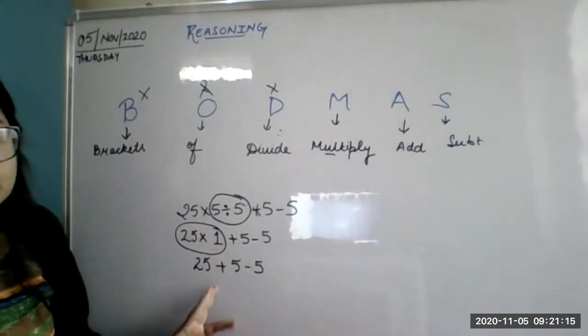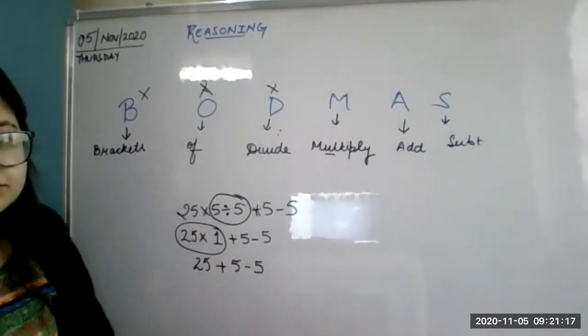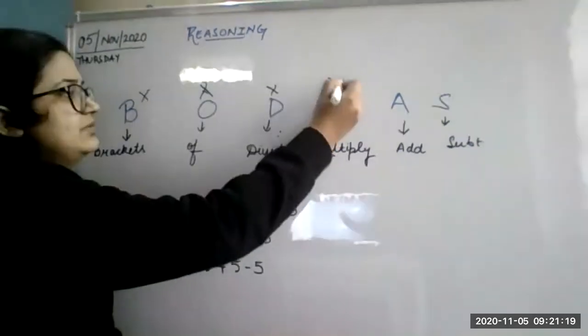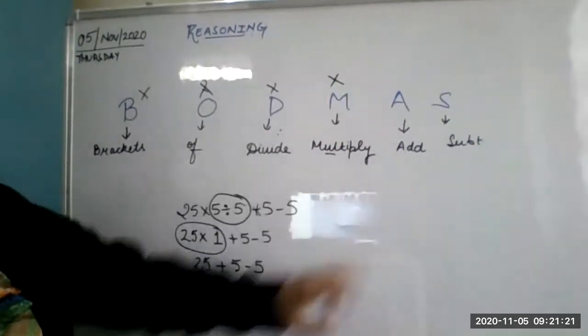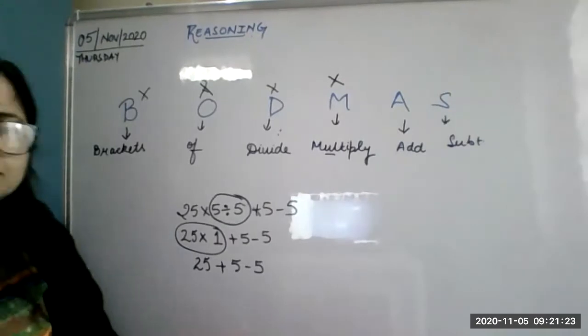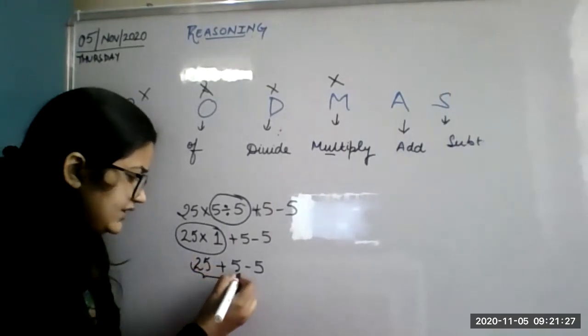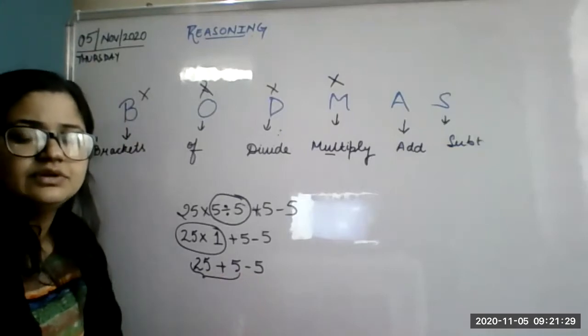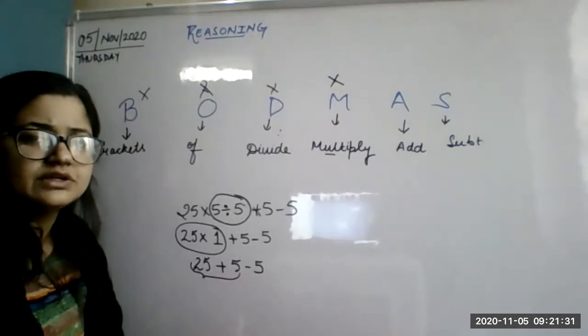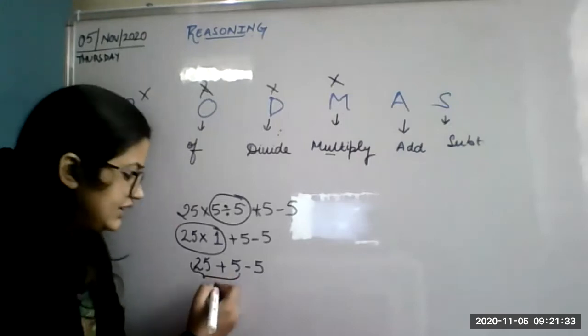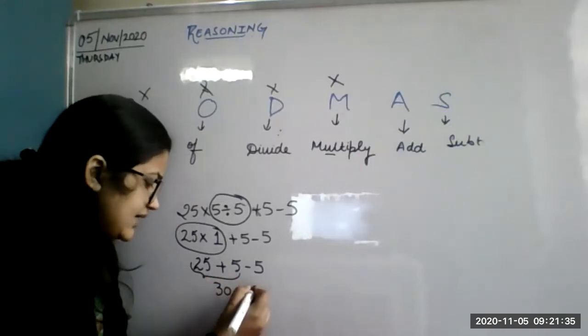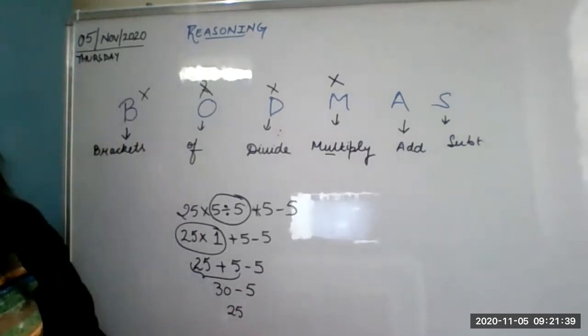Now, is there any multiply here? No, ma'am. Now we are going to add. What are we going to add? These two, 25 plus 5. 20 plus 5 plus 5 is what? Total? 30. 30 minus 5. Now we are going to subtract it. We will get 25. Understood?